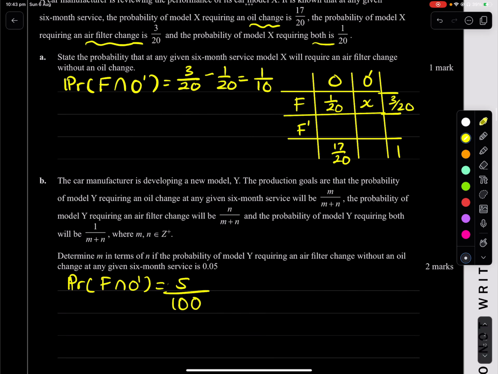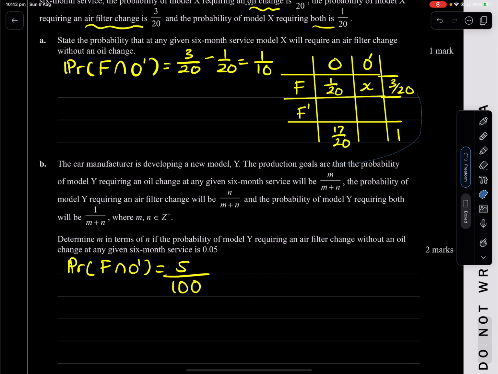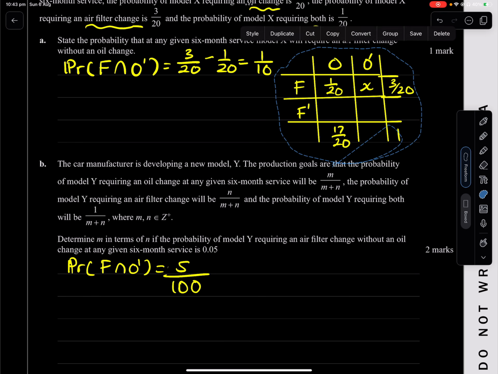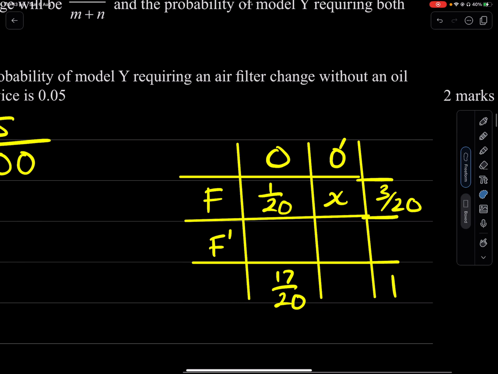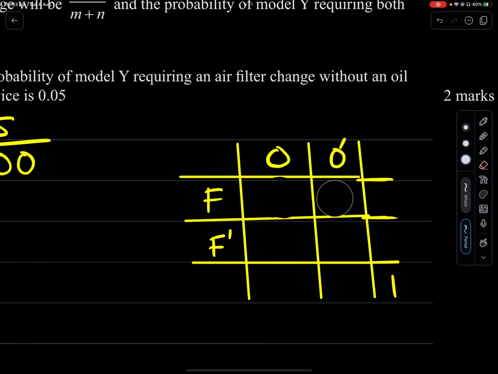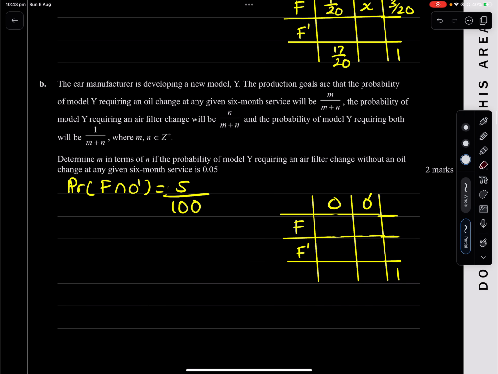Okay, so pretty much it's the same principle. Let me just copy this. It's the same question, but just different. Let me put it over here. Alright, and let me delete some stuff. So I don't need this, I don't need this, and I don't need that. Okay, we know that it requires an oil change at this, so m plus n. And it requires an air filter at this, n over m plus n. And requires both of them at 1 over m plus n.